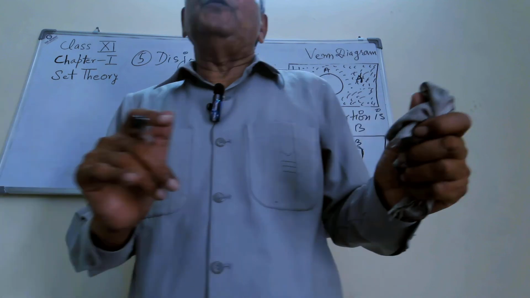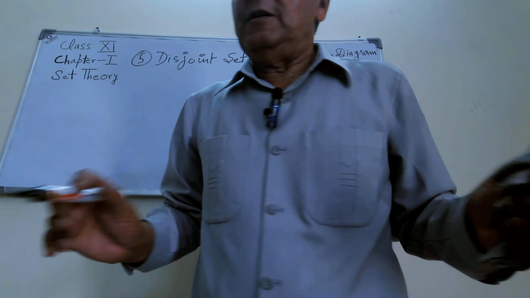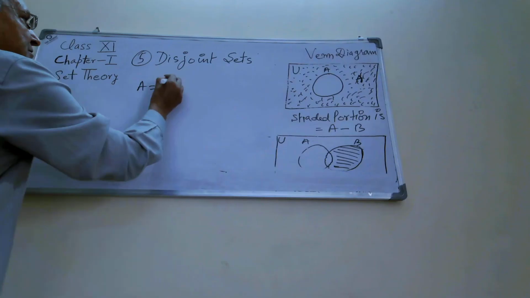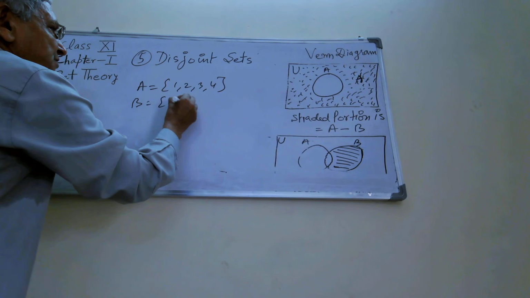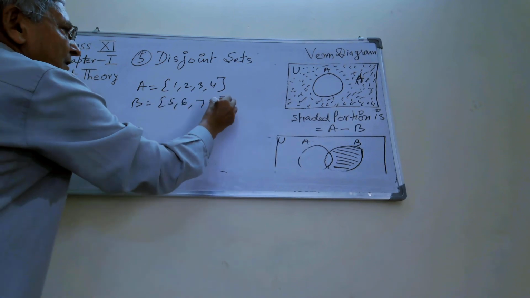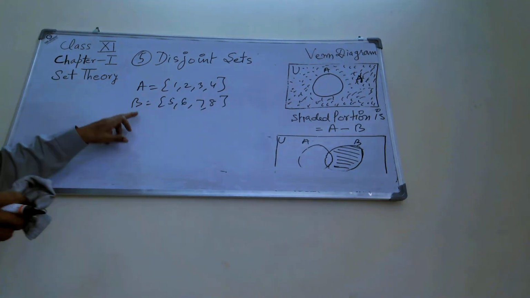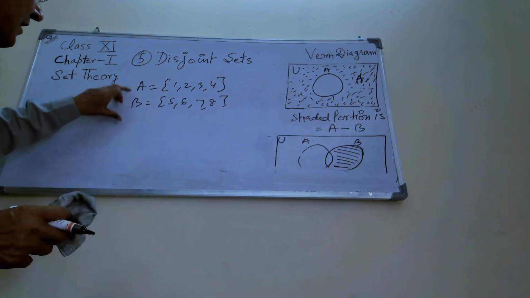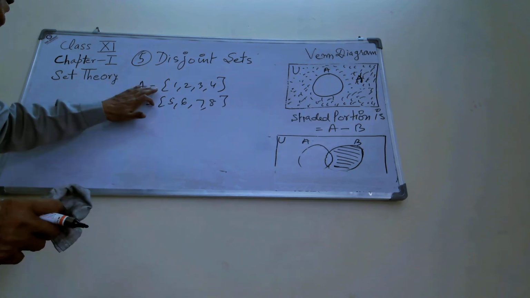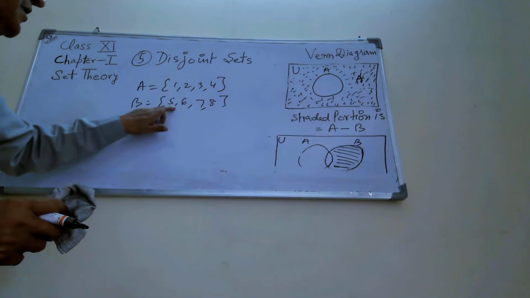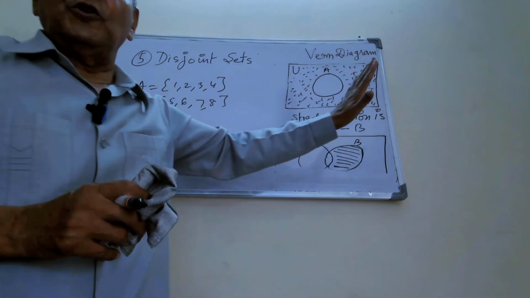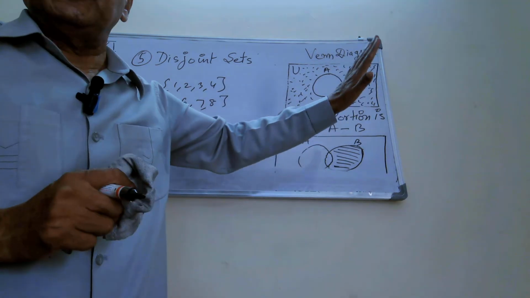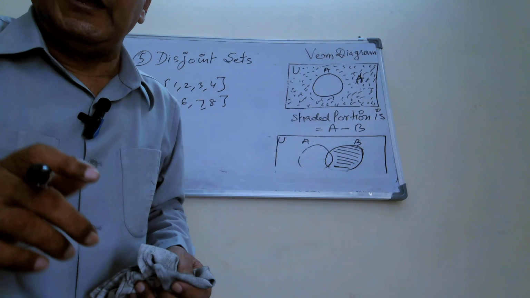With the help of an example, I will try to make it clear. A is equal to 1, 2, 3, 4 and B is equal to 5, 6, 7, 8. Here you see all the elements of A and B are different. A contains 1, 2, 3, 4, B contains 5, 6, 7, 8. No element is common in both these sets. So A and B are disjoint sets.